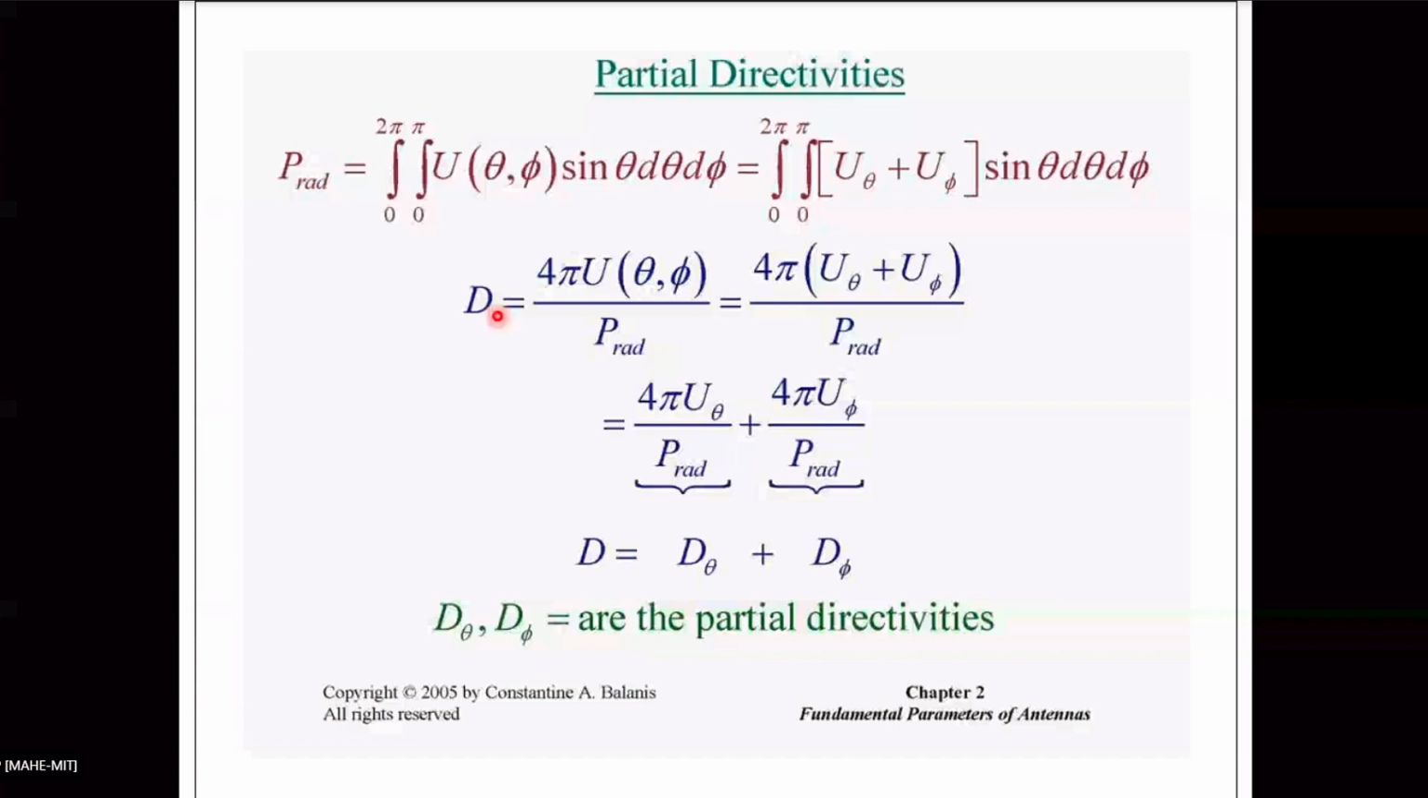D is the directivity. So 4 pi into U(theta, phi), which is U theta plus U phi, gives a D theta component and a D phi component. D theta and D phi are the partial directivities. Have you understood this? Can I go to the next slide? Yes, sir. Okay, thank you.